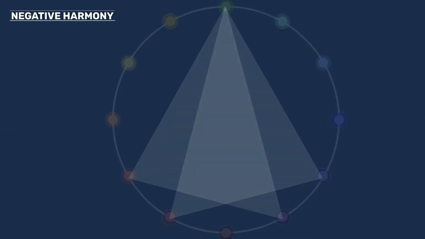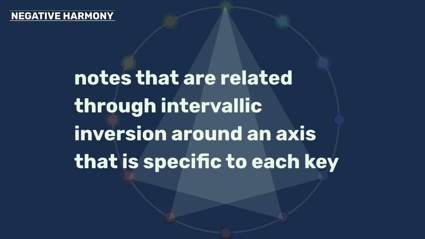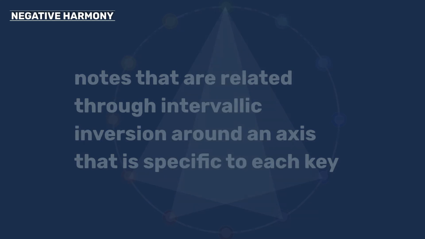One possible short definition of negative harmony is notes that are related through intervallic inversion around an axis that is specific to each key. Okay, I know it's not enough, but it will get clear. First, we need to know what is intervallic inversion. And I believe that the easier way to do it is through images. That's why we'll use the circle that represents the pitch class space.